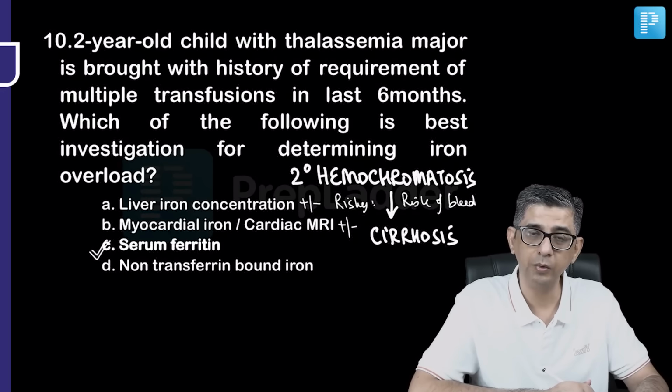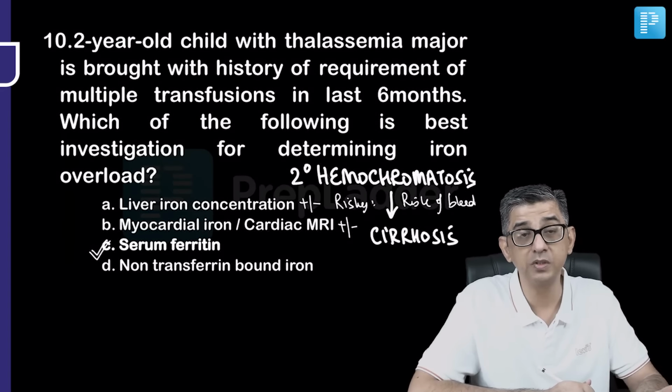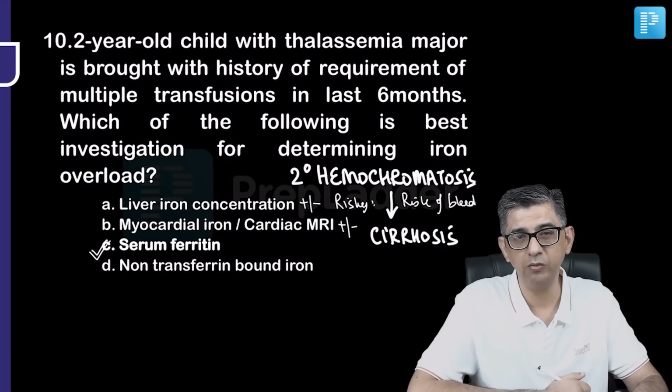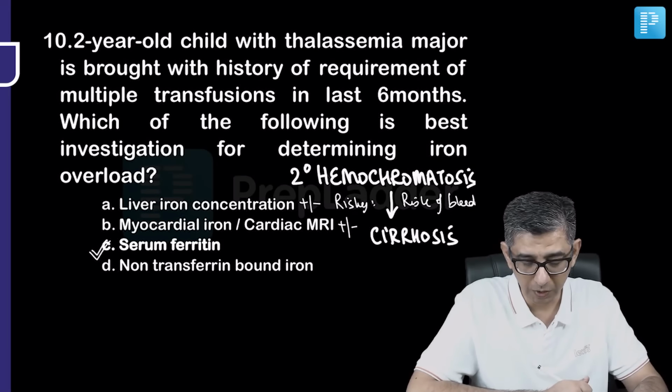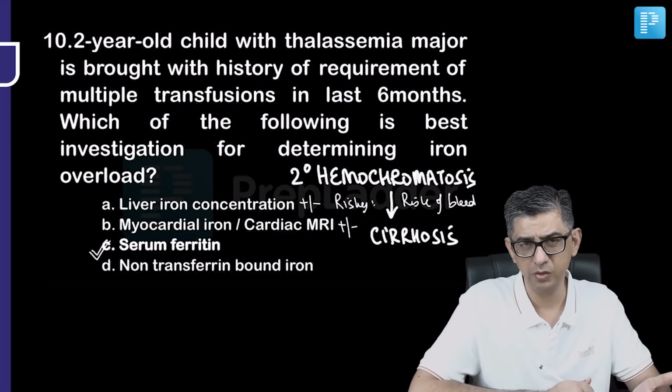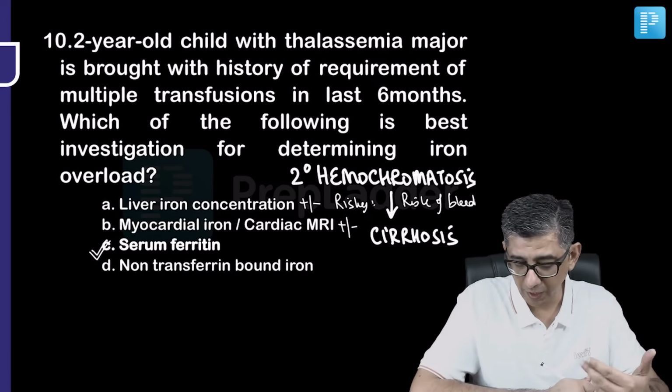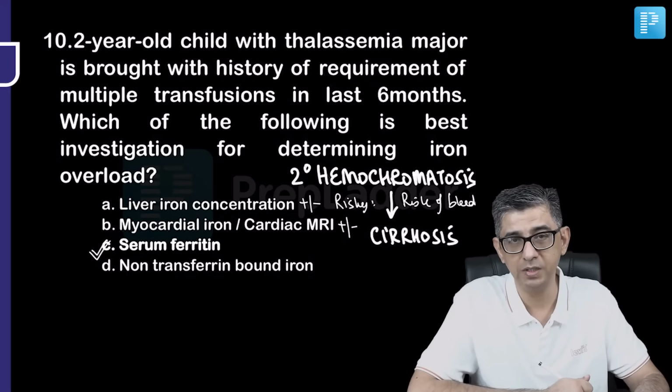But I'm saying the word might because if the diagnosis is not very obvious with the values of serum ferritin. Otherwise, in the majority of these cases, the values of serum ferritin would be outrageously high. And option number D is non-transferrin bound iron. So a couple of people said, sir, why not option number D for this question? Yeah, the values of non-transferrin bound iron would be increasing in the patient.